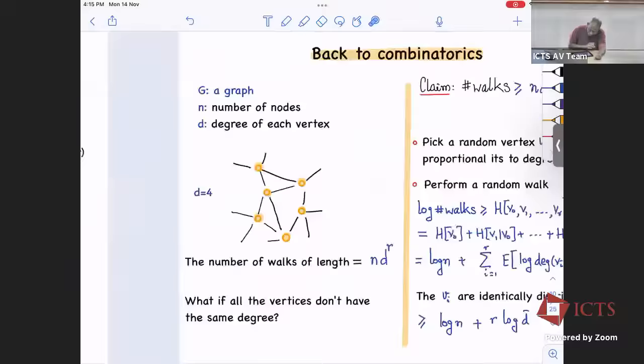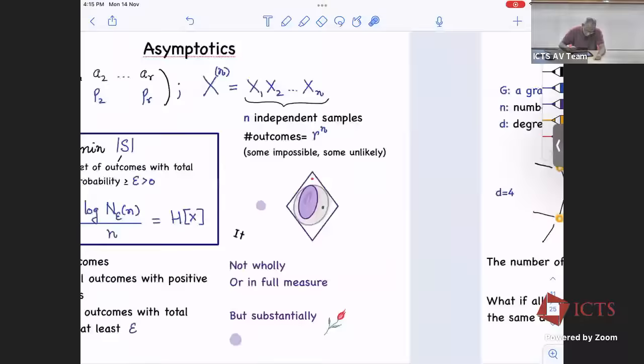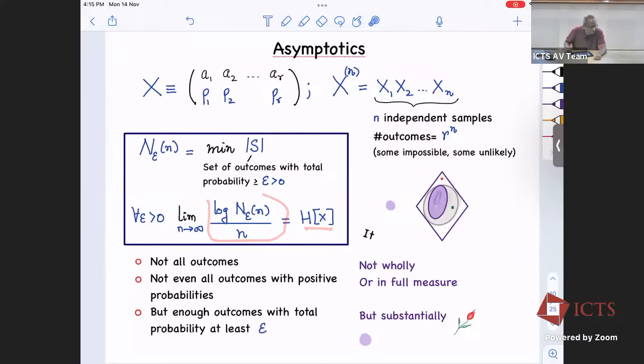Epsilon dependence is always a prefactor. It turns out that no matter which epsilon you choose, the quantity you will get will always be H of x. If you choose epsilon very small, maybe you will have to take n much larger for you to approach the limit. This is the usual mathematics games.